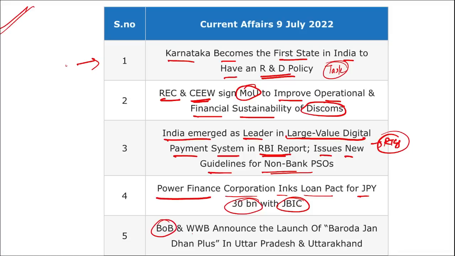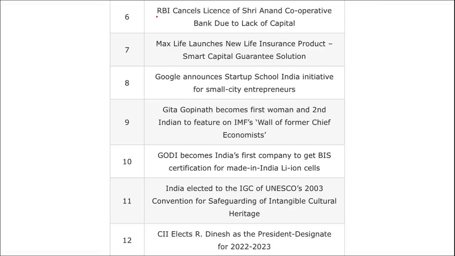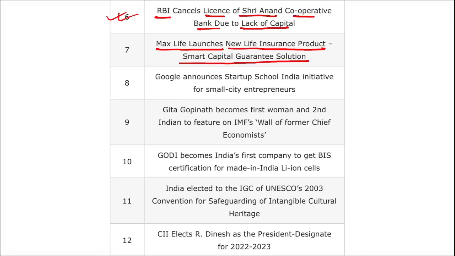Bank of Baroda has announced an MOU for the launch of Baroda Jan Dhan Plus in Uttar Pradesh and Uttarakhand. You have to remember the number of districts also of the particular state. Then RBI has cancelled the license of Sri Anand Cooperative Bank due to lack of capital. Remember this. Max Life has launched a new life insurance product, that is Smart Capital Guarantee Solution.